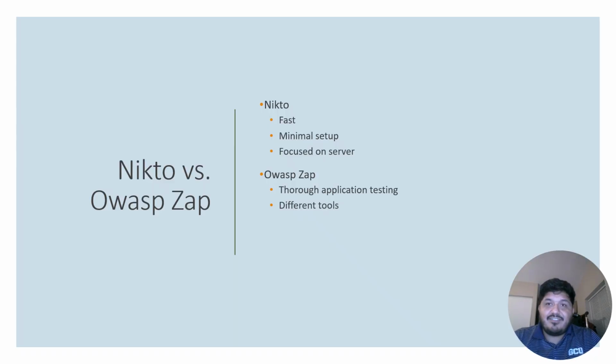When we looked at the Nikto scan and the OWASP ZAP scan, we were able to determine the difference. Nikto has a faster, minimal setup and focuses on the server, but doesn't do as much and doesn't have as many tools to get through different obstacles. The OWASP ZAP scan includes thorough application testing, and we can see that in the detail between the two screenshots. Nikto gives you small details, whereas OWASP ZAP gives you evidence, sources, and input vectors.